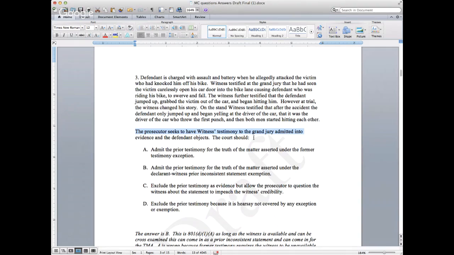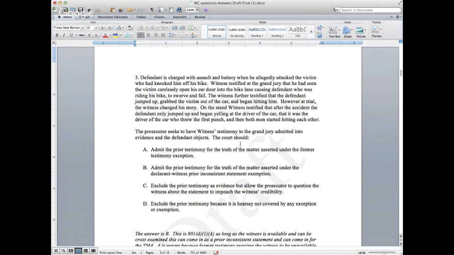So we're talking about a witness testimony at a prior proceeding. And they're trying to offer this against the defendant, and the defendant is objecting to this. So before we go into the question, we're talking about hearsay, we're talking about an exemption to hearsay, it looks like, just by the call of the question. That's what I'm getting. So let's read it.